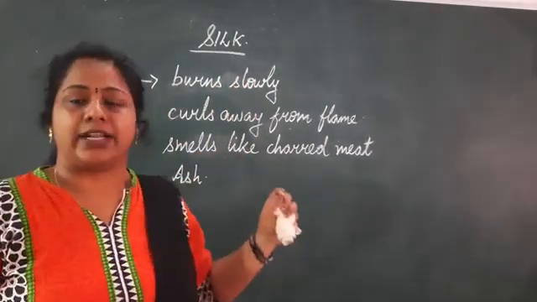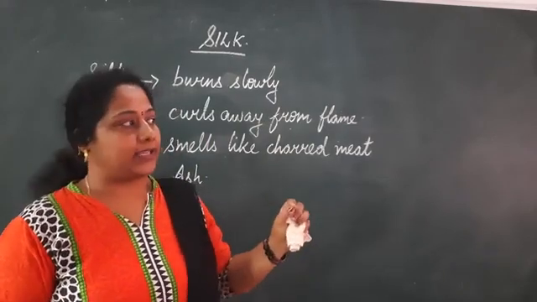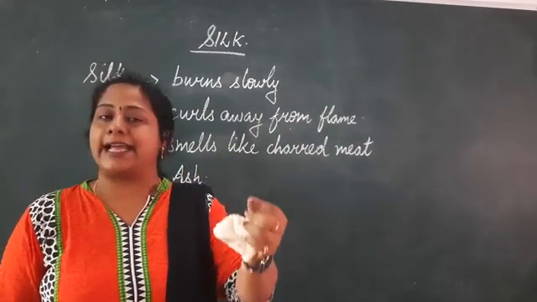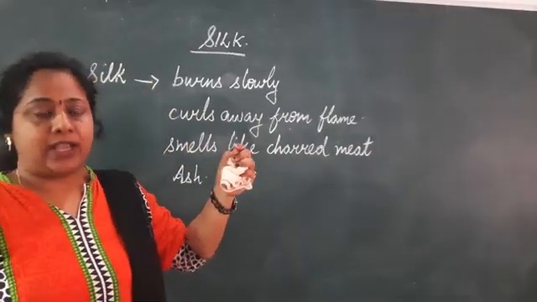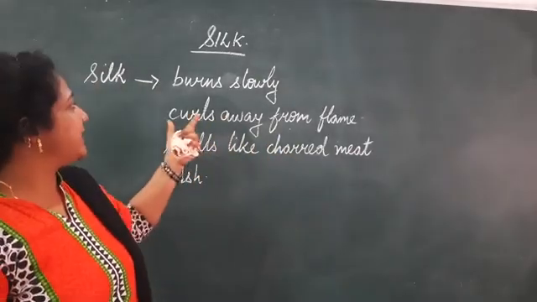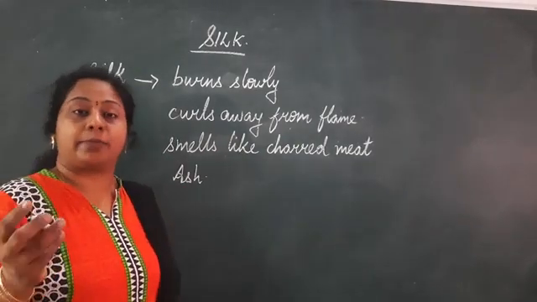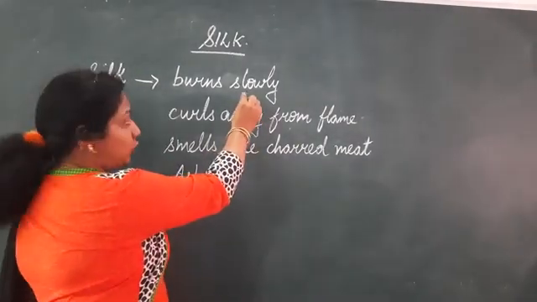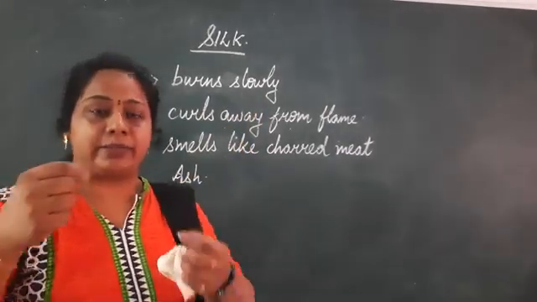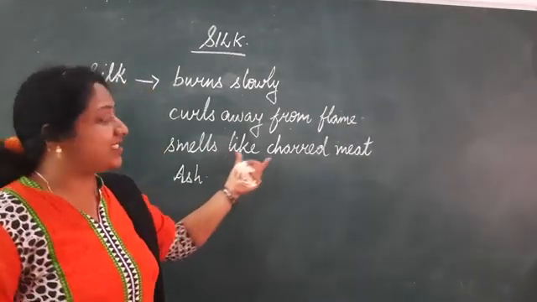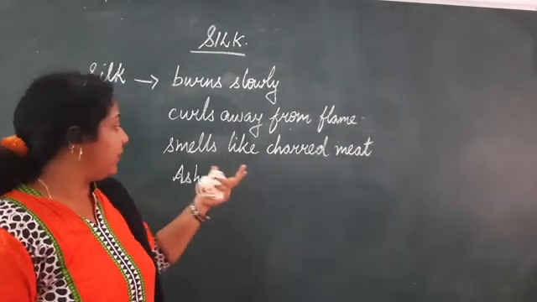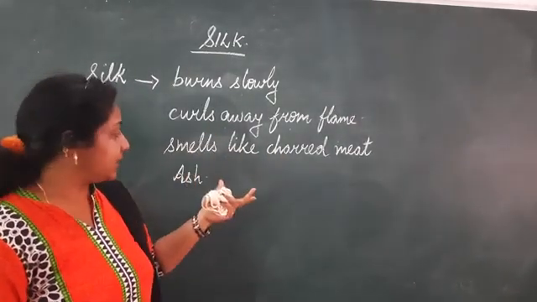Now, if you have to find out whether a particular fabric is pure silk or not, you can take a little piece of thread and burn it and see. On burning that thread or fiber, if it is pure silk, it will burn slowly and it will curl away from the flame. It smells like charred meat. If meat is burnt, the same smell comes when you burn the silk fiber.